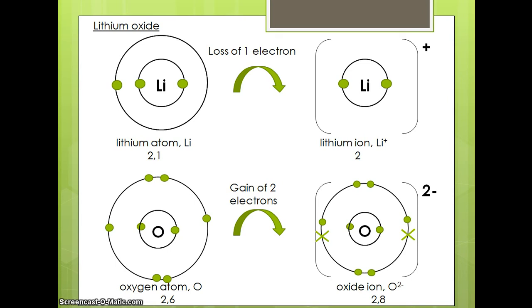For oxygen, we know it has an electronic configuration of 2, 6. Hence, to obtain a stable electronic structure, an oxygen atom will gain 2 electrons to form oxide ion O2- with the electronic configuration of 2, 8. Hence, in the ionic compound lithium oxide, there will be 2 lithium ions and 1 oxide ion. The chemical formula is Li2O.